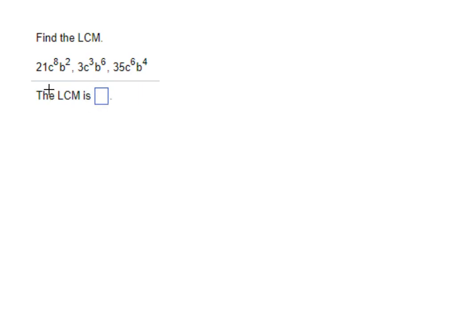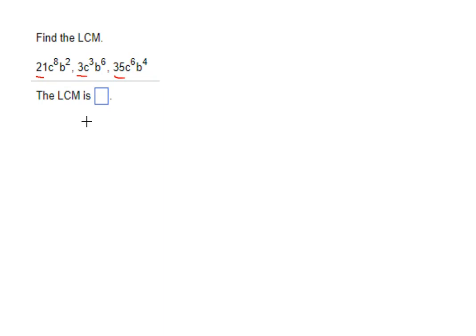I wish I would have taken a closer look at it before so I'd know what the answer is ahead of time. For these, you want to split these up into dealing with the numbers and the variables separately. So let's start with the numbers. We have 21, we have 3, we have 35.